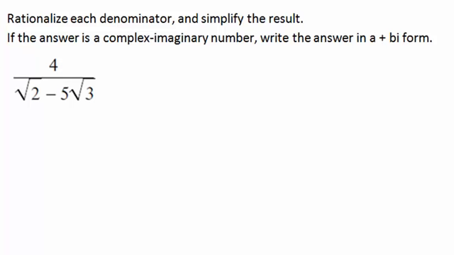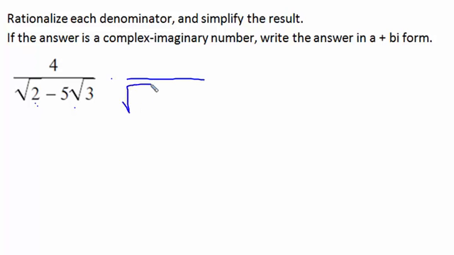In this problem, when we rationalize the denominator, first you want to notice there are two terms in the denominator separated by a minus sign. That means we'll have to multiply top and bottom by two terms as well. The two terms that you want to use are what we call the conjugate of the bottom.